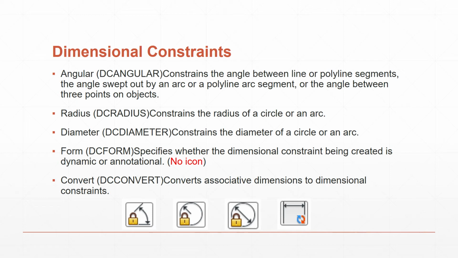Your other dimensional constraints have to do with creating an angle. And then I have a radius and a diameter, and that's going to be these 3 right here. And now the form one, you don't have an icon for it. And then the last one that we're going to have is an option to take just regular dimensions that we always use, and then we can make those dimensions into dimensional constraints.